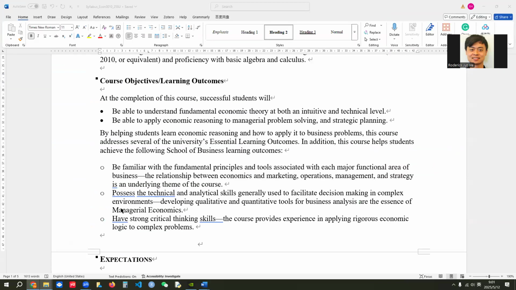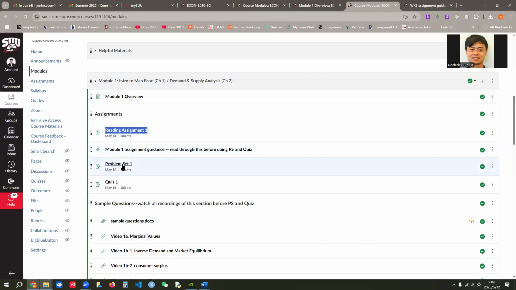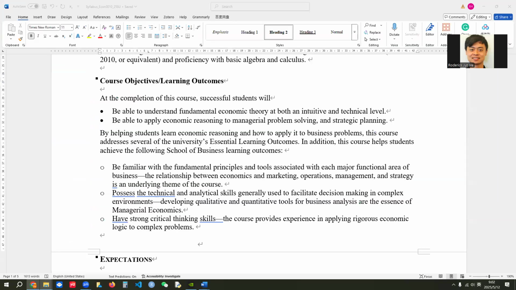And second, we possess the technical and analytical skills generally used to facilitate decision making in complex environments. That is done by the training of problem sets and then the testing by quizzes.